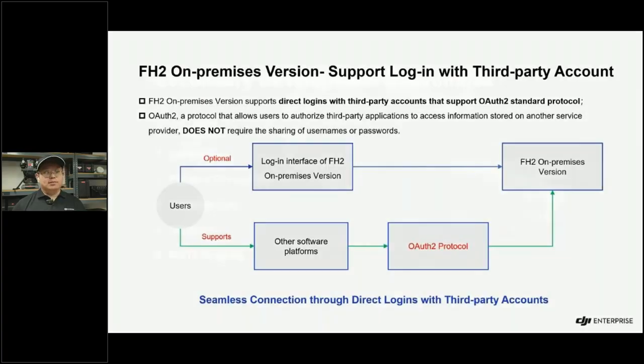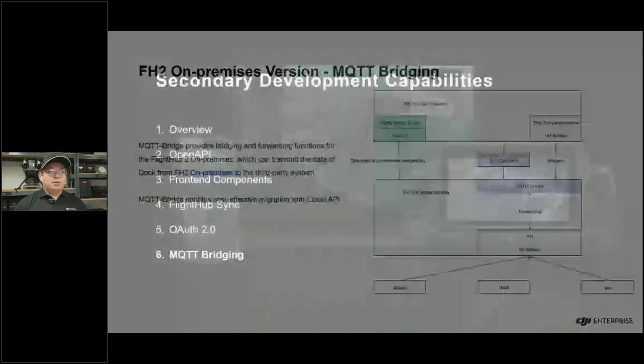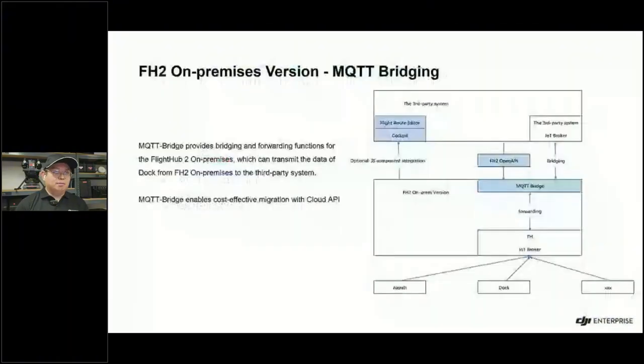MQTT bridging. So when it comes to MQTT, FlightHub 2 on premises can now broadcast the dock data, flight telemetry data, and drone telemetry data using the MQTT bridging, and that is possible using FlightHub 2 on premises.